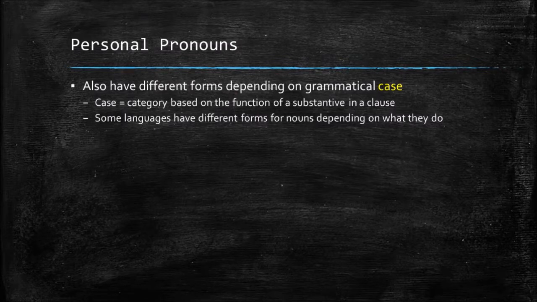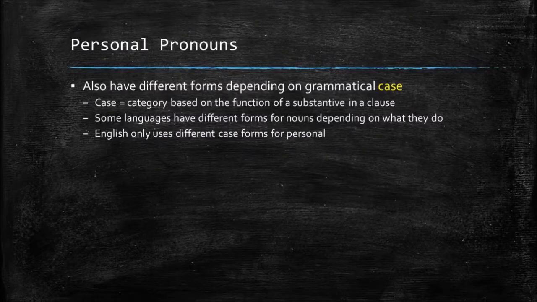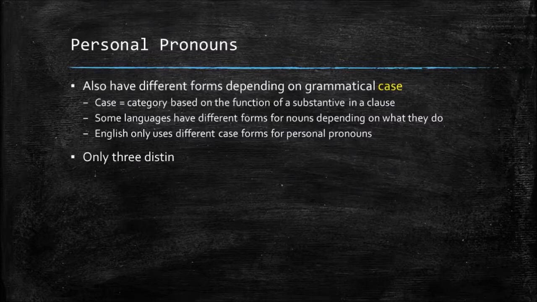For instance, the noun mother could have a different form, could take a different ending or a different prefix depending on where it appeared in the sentence, if it was the subject, if it was the object, if it was possessive of something, that sort of thing. English, though, only uses different case forms for personal pronouns. It's like the last vestige of our Germanic roots. We still have different case forms for our personal pronouns.